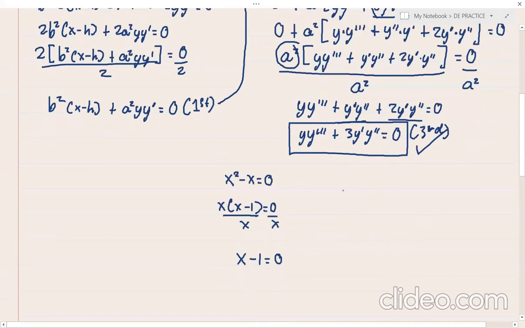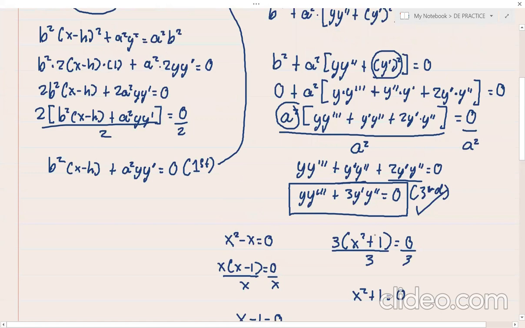One more example, ito pa. Sabihin natin 3 times quantity x squared plus 1 is equal to 0. Yun. So, since si 3, constant to, pwede natin siyang tanggalin eh. We can divide both sides by 3. Okay? So, ano matitira? We will have x squared plus 1 is equal to 0. O, diba? So, we can do that. Okay? Ito yung ginawa ko rito.